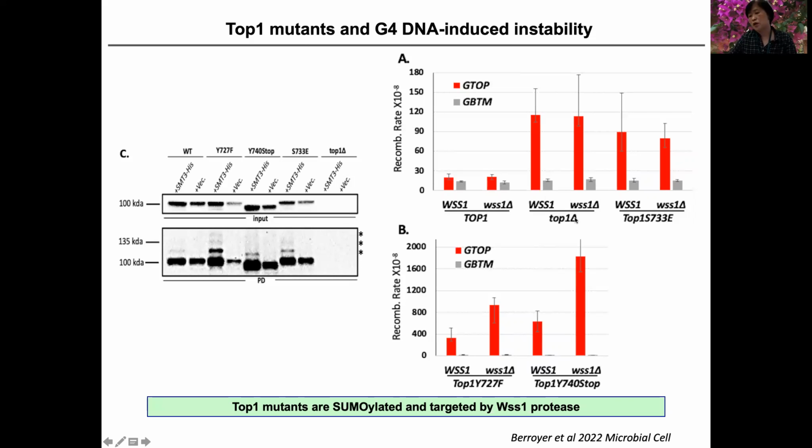But moving forward to the genetic work, if you delete WSS1, either in wild type, topo deletion, or cells expressing topo S733E mutant, there is no change in recombination. However, in cells expressing Y727F or Y740 mutants, there is a significant increase in recombination rate when you delete WSS1, which means that these proteins are actually targets of WSS1 protease normally. Although WSS1 does not completely remove the effect of these mutants on G4 DNA, it partially can relieve some of the effects.